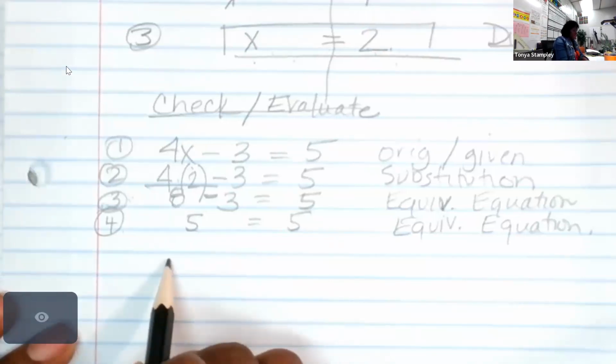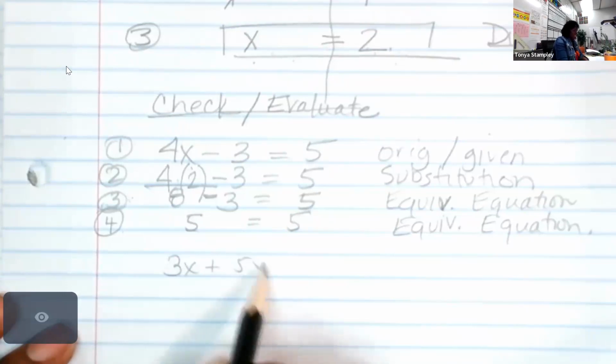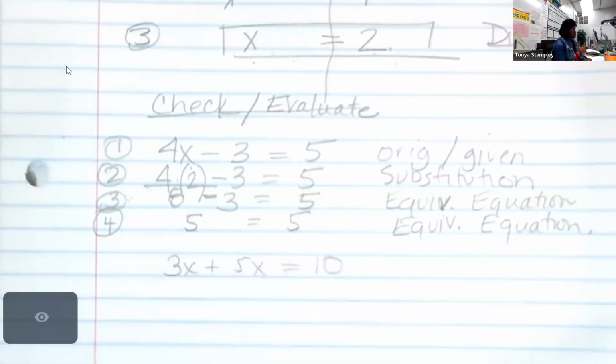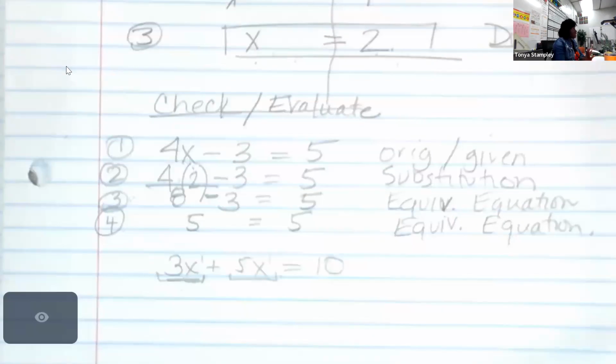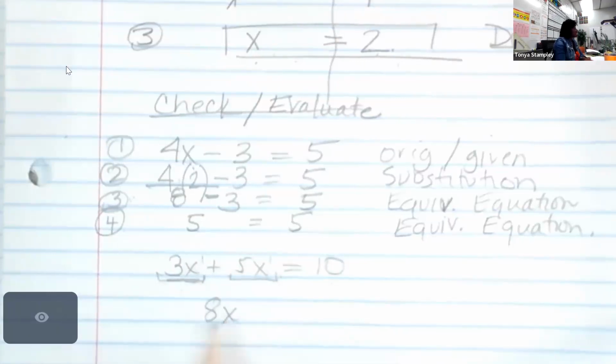Watch this. If I got 3x plus 5x equals 10. You see what I got, Wes? 3x plus 5x equals 10. 3x and 5x are like terms, right? Because they have the same variable and the same imaginary exponent of 1, right? So that makes them like terms, which means I can combine them. You can always combine like terms. 3x plus 5x becomes 8x. Does that make sense? All right.